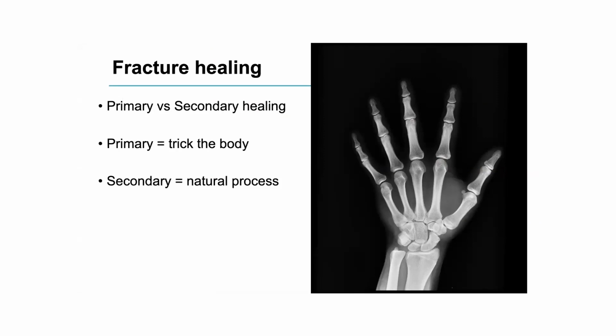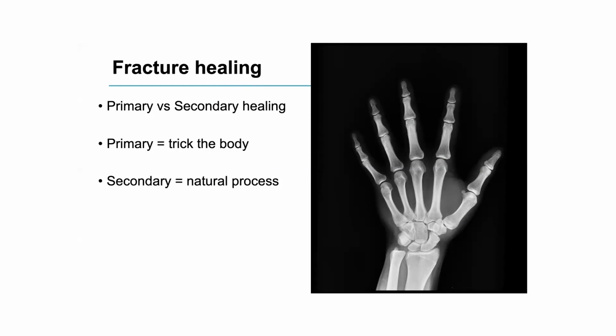So after we talk about the cause and the stabilization of the fracture, we then want to think about how a fracture heals. This is basically what we talk about in the management of fractures. There are two ways fractures can heal according to the textbook. One is what we call primary healing. The other one is called secondary bone healing.